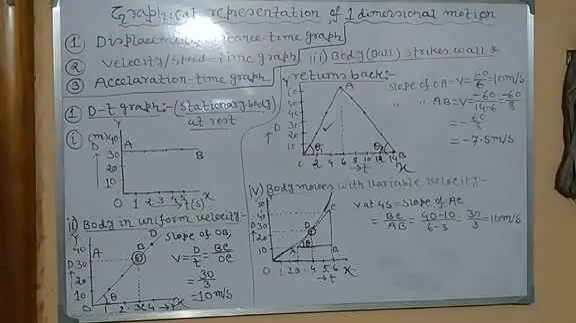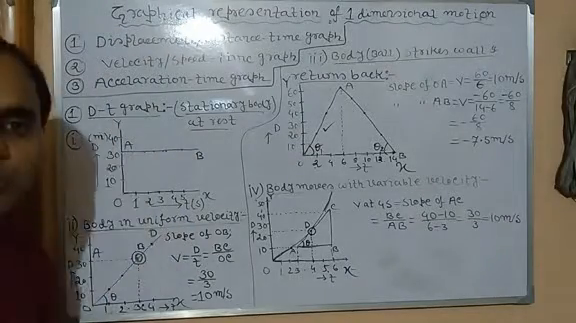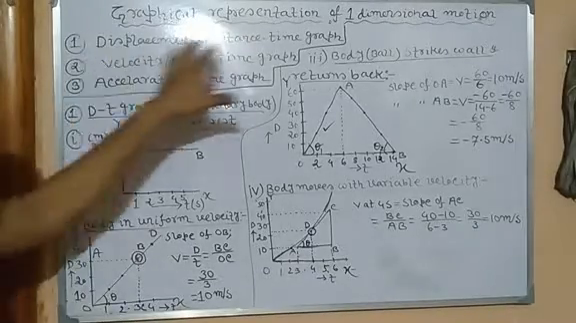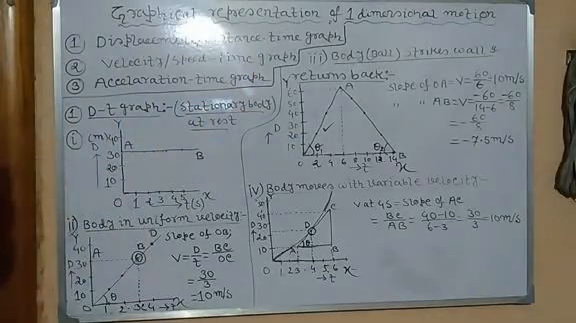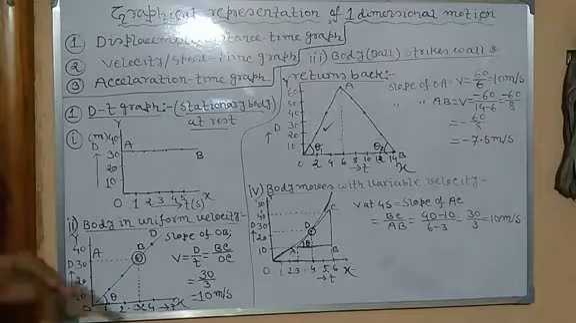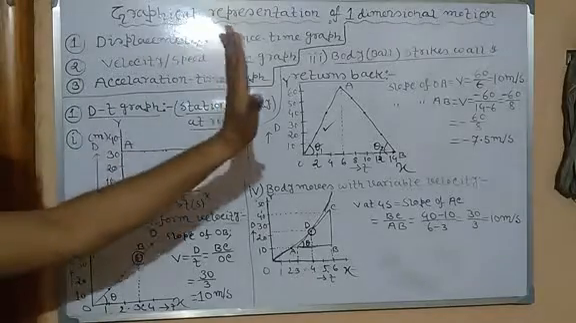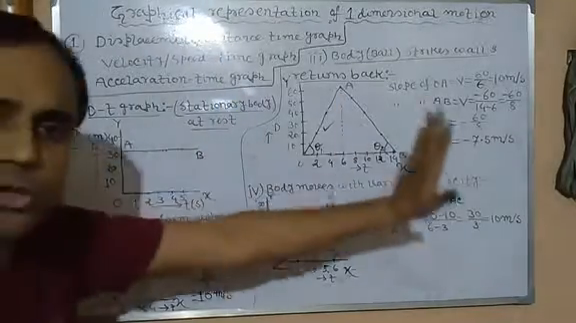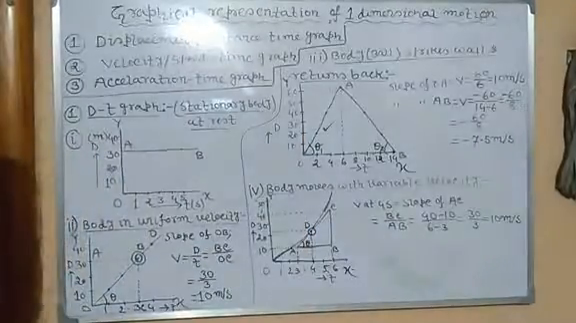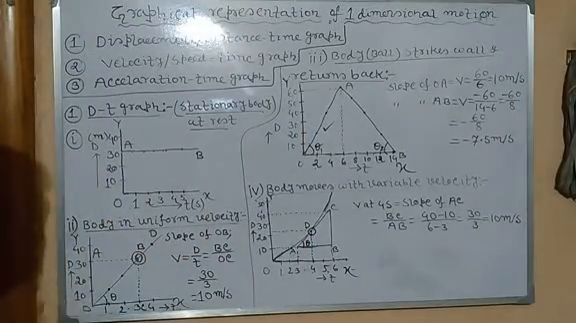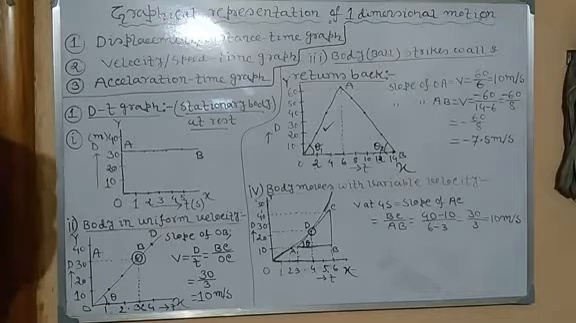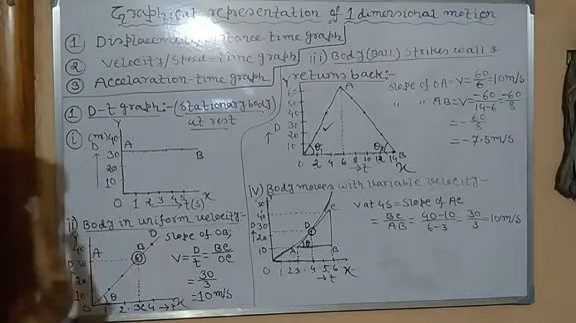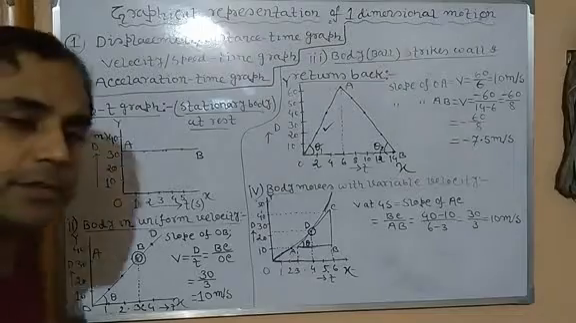So what we have learned from this graphical representation of one-dimensional motion from the displacement or distance time graph: first of all, since it's one-dimensional motion, with no change in direction, displacement equals distance. So from the distance time graph, what information can we acquire? That is the velocity. How? By finding the slope.